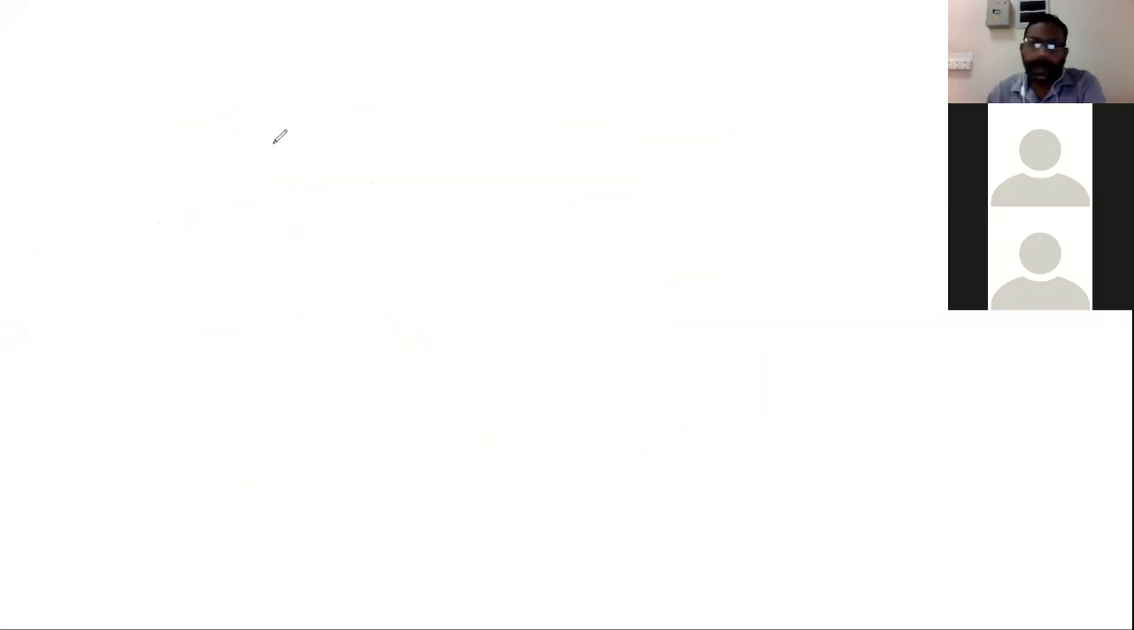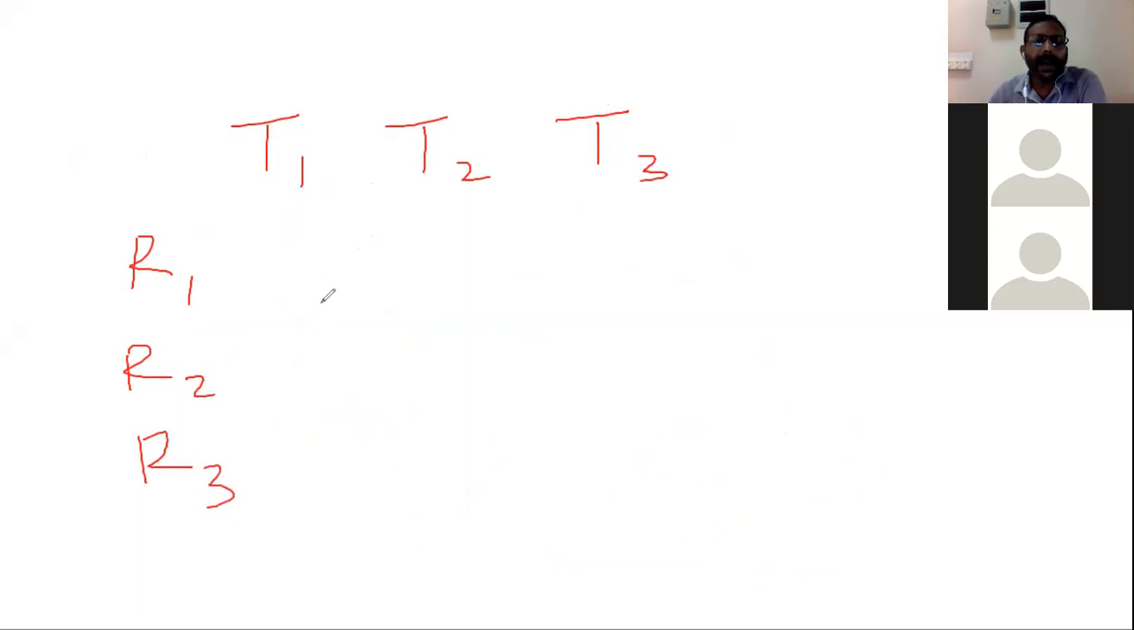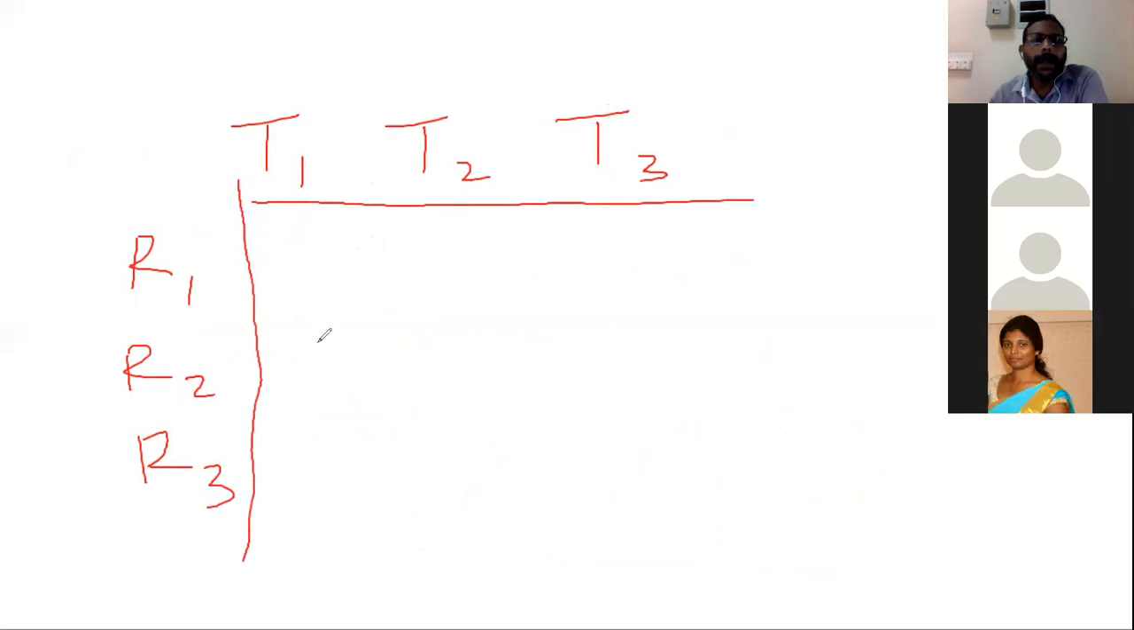Right. Let's say I have three treatments: T1, T2, T3. For the time being, I am comparing only. So R1, R2, R3. What are these R1, R2, R3? Anyone? Replicates. Replicate, right. Replicates.